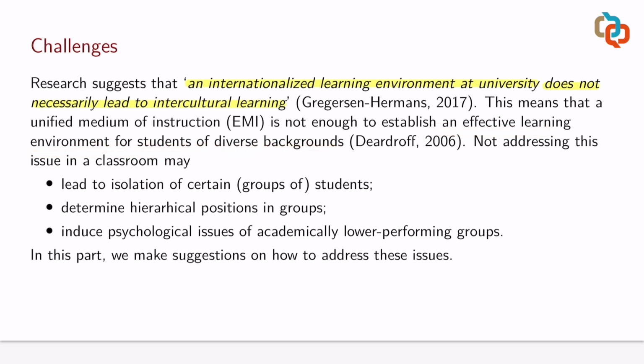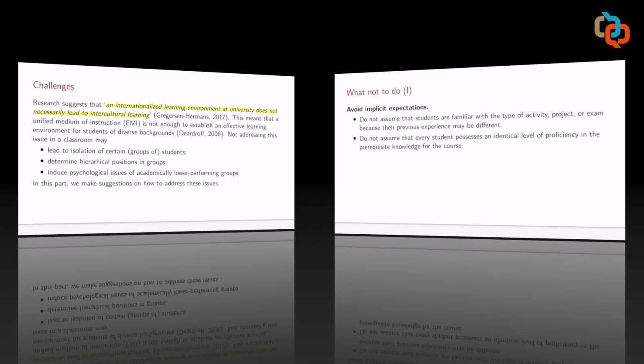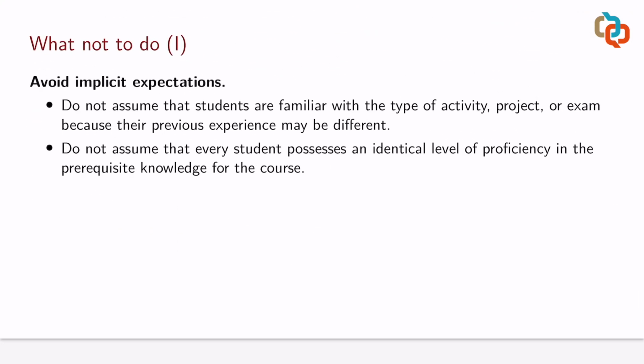If we do not address this diversity in the classroom, it may lead to, for example, isolation of certain groups of students in the classroom. It may determine hierarchical positions in the groups, and in the worst scenario, it may even induce psychological issues in academically lower performing groups. So in this part, we would like to make some suggestions on how to address these issues. Let me begin with something that you should not do.